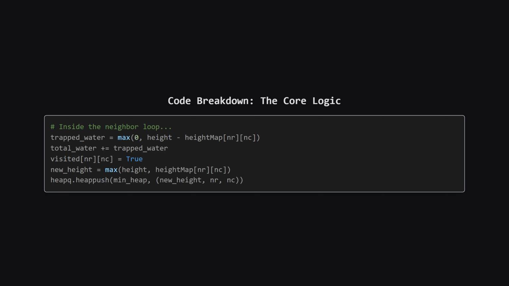Finally, we calculate the new height for our wall, which is the maximum of the old wall and the neighbor's height, and push this new boundary point onto the heap. This little block of code does all the heavy lifting.